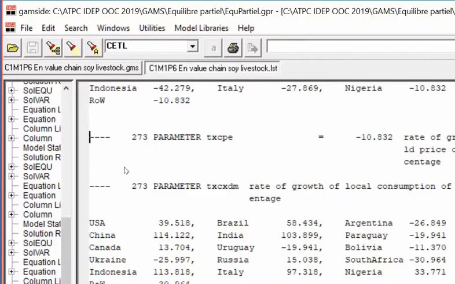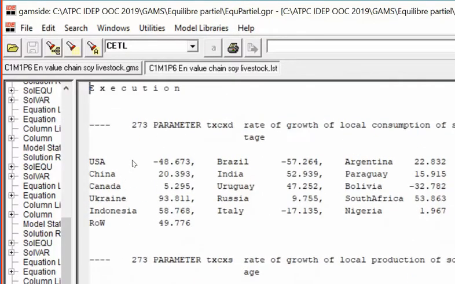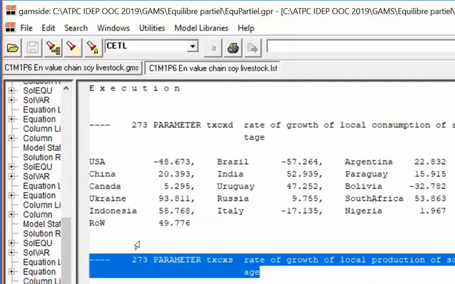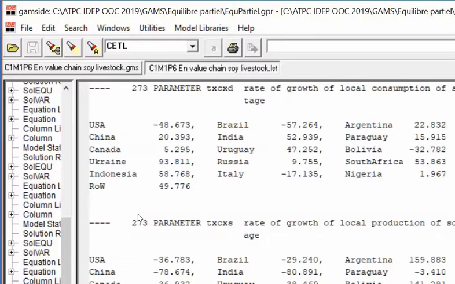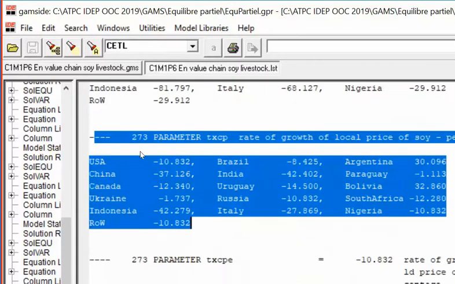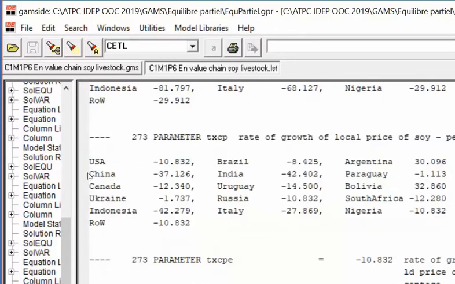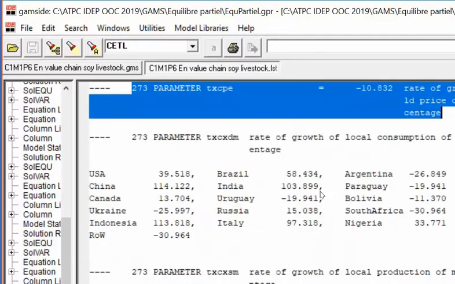So here you've got the rate of growth of local consumption of soy in percentage, then the rate of growth of local production of soy in percentage, then the rate of growth of the local price of soy in percentage, then the rate of growth of world price of soy in percentage, and then the same thing for the meat sector.